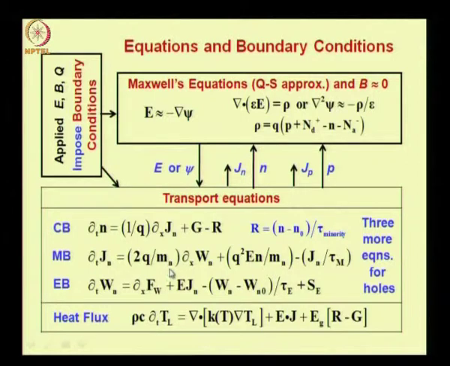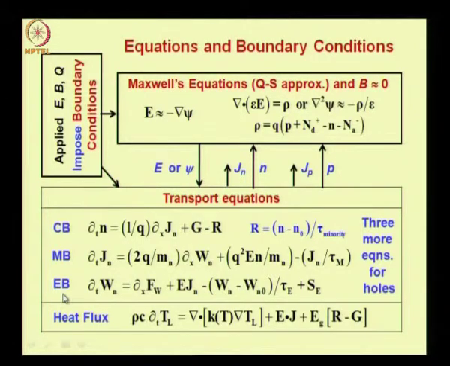The momentum balance equation on the other hand is given by ∂Jn/∂t equal to 2q divided by the effective mass of electrons, the whole term multiplying the spatial derivative ∂/∂x of Wn, the energy density, plus q squared into electric field into the carrier concentration n divided by the effective mass Mn, minus the current density Jn divided by the momentum relaxation time.